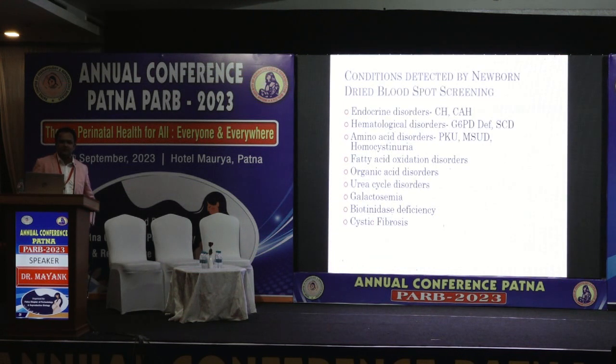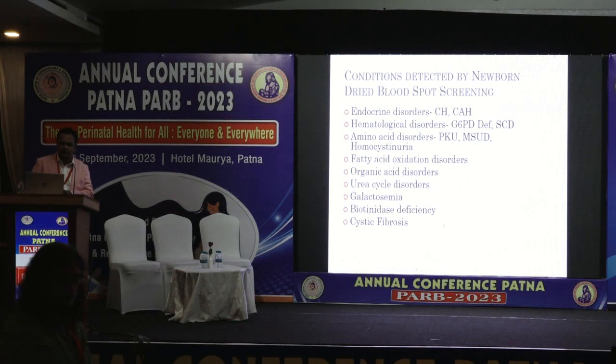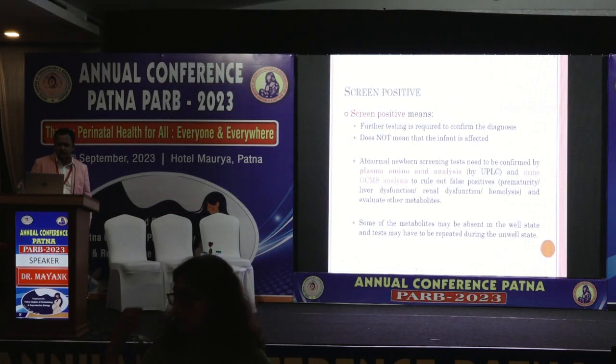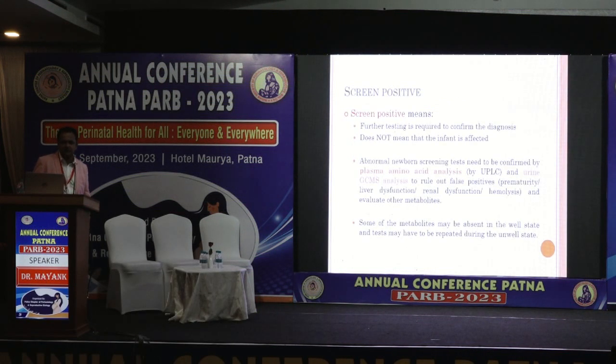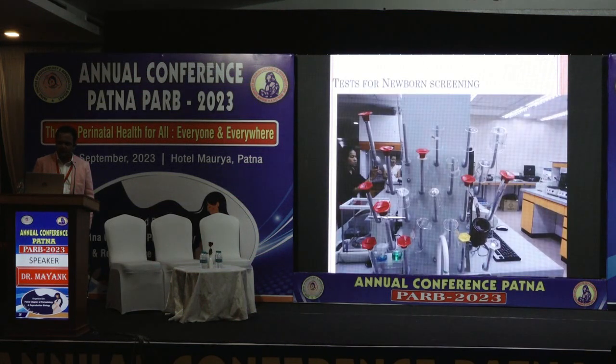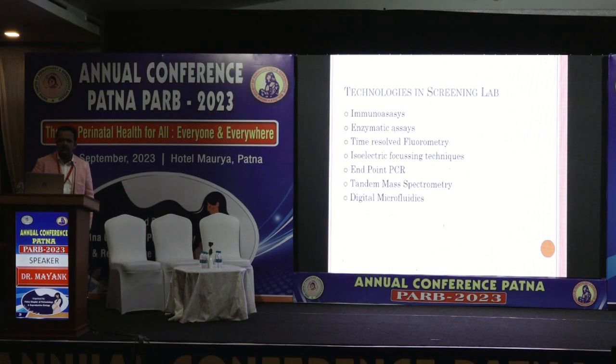Now, in this slide, I have just shown various inborn errors of metabolism which can be detected by newborn screening. Now, what to do when a screen comes positive? The family may ask you, ma'am, you got the NBS done, the child's screen is positive, what is the next step? We need to confirm it by plasma amino acid analysis and urinary GCMS analysis. And of course, take the help of your pediatrician. In this, I have just shown the punching and the machine which was there. Various techniques are there. We don't need to go into detail.